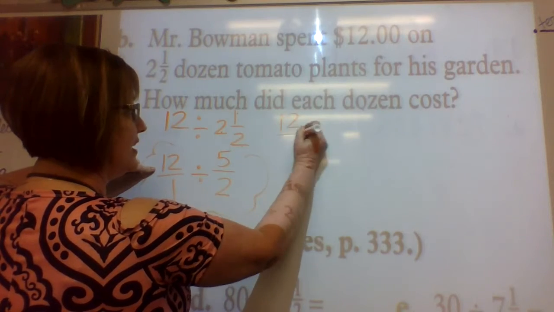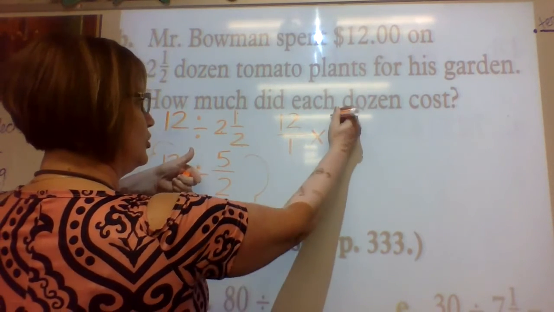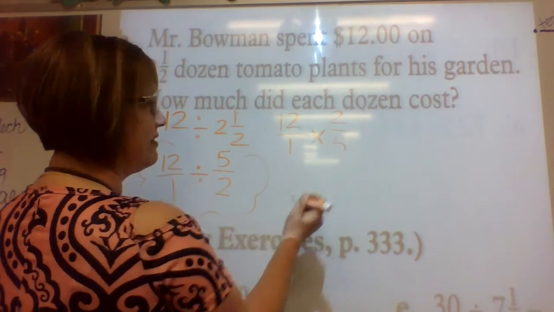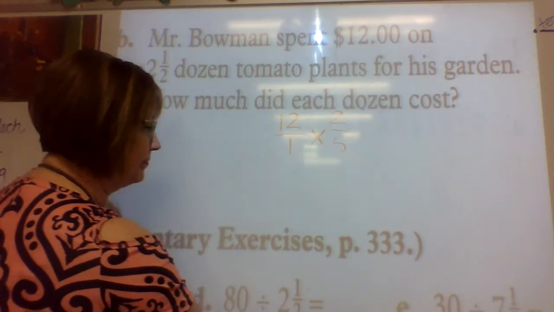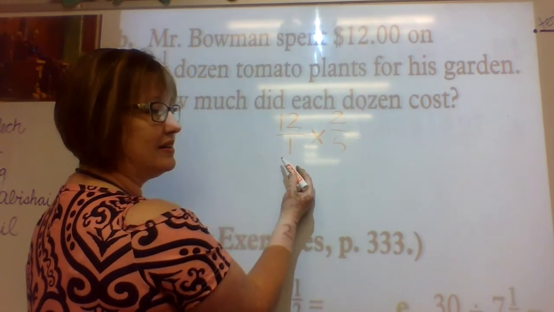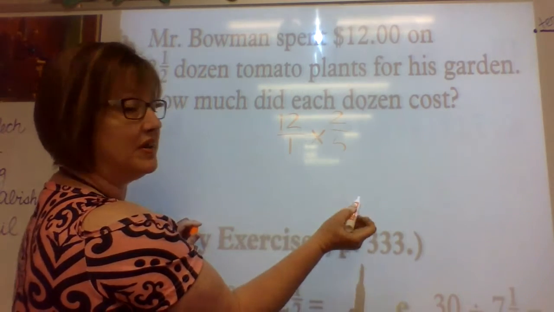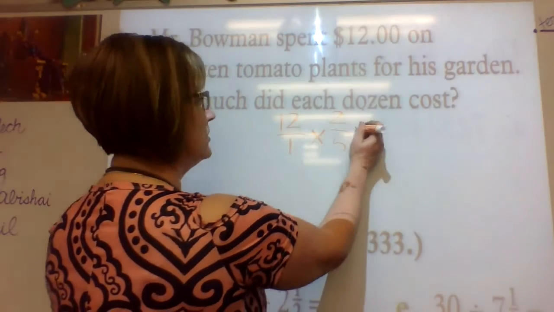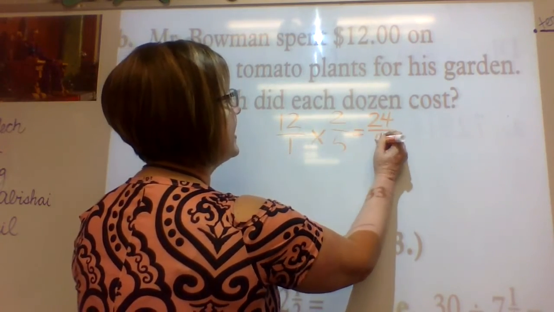So we're going to write it again. 12 over 1 times, flip it, 2 over 5. Okay? We don't need any of the rest of this now. We can't cancel because there's nothing that goes into both 2 and 1, and nothing goes into both 5 and 12. So we just keep going across. 12 times 2 is 24. 1 times 5 is 5.